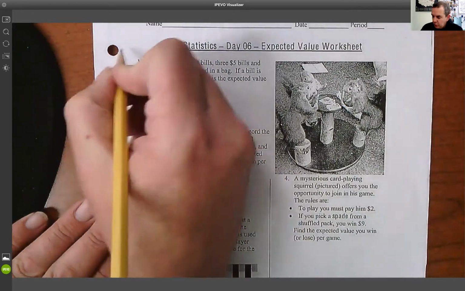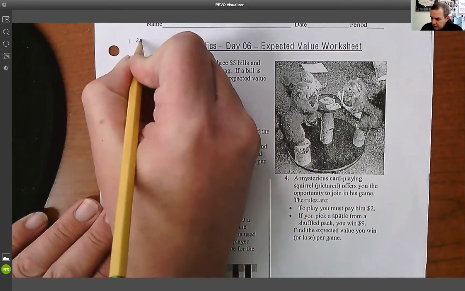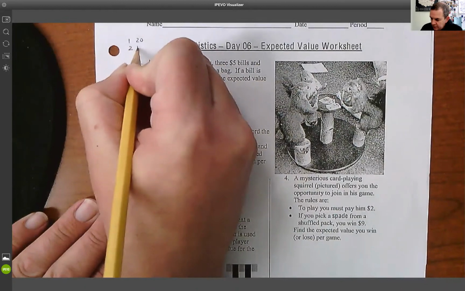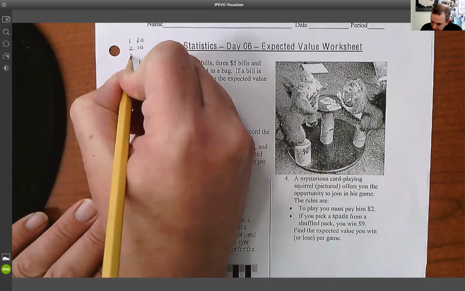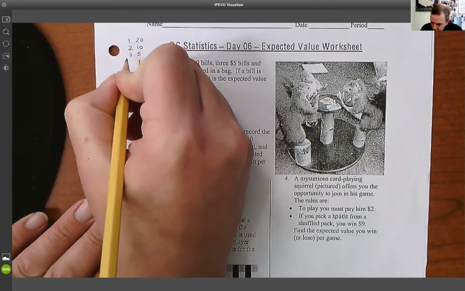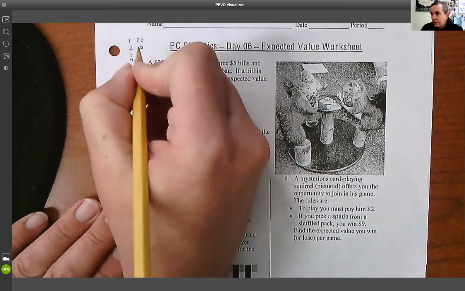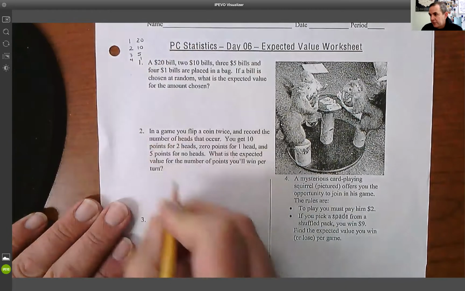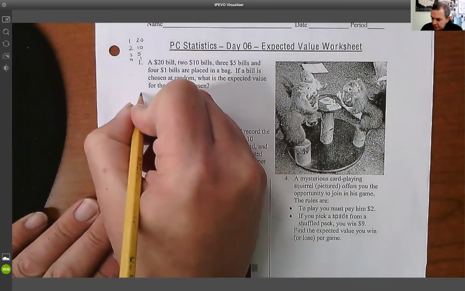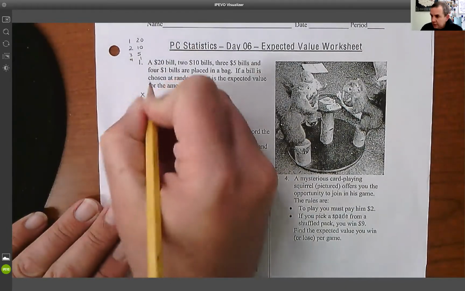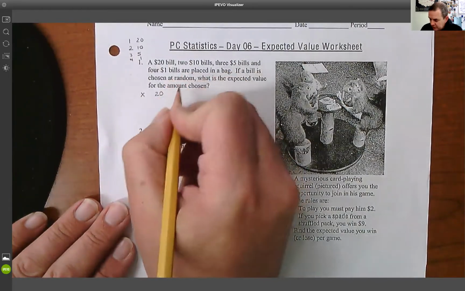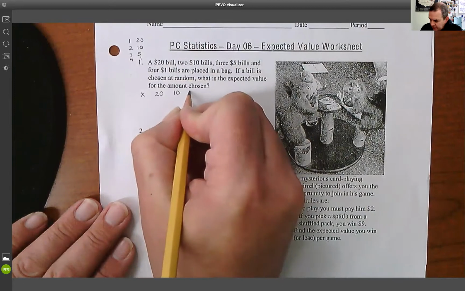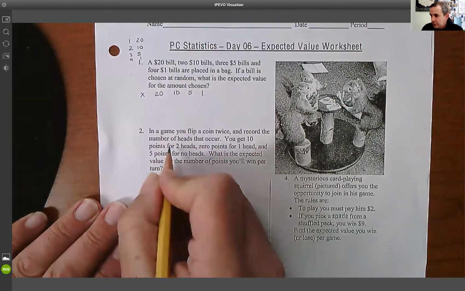So we have one $20, we have two 10s, we have three 5s, and we have four 1s. So we actually have 1 plus 2 plus 3 plus 4, which is 10 items in here. The way we set it up is we want to put our outcomes in there. So our outcomes are that you're going to get a $20 bill, a $10 bill, a $5 bill, or a $1 bill.